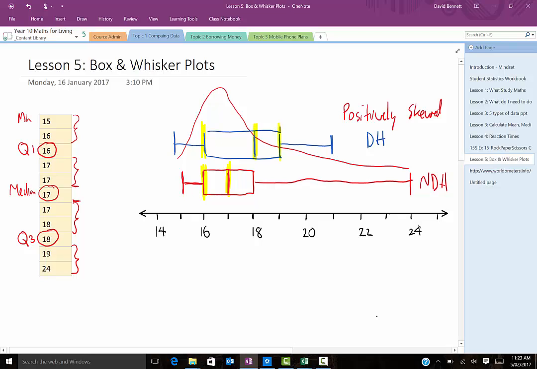The Q3 value though, you could say that that's actually much less than the other Q3, so therefore it's another sign that our non-dominant hand is in fact quicker. Now in reality that's probably not true.